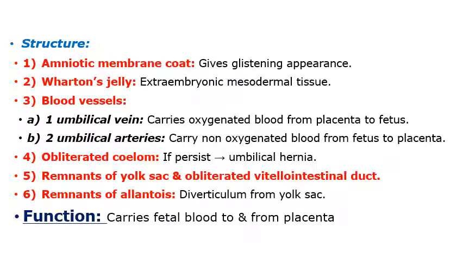The structure of the cord: it is formed of amniotic membrane coat, which gives it the glistening appearance, Wharton jelly, which is extra-embryonic mesodermal tissue, and blood vessels, again two arteries and one vein. The arteries carry the non-oxygenated blood from the fetus to the placenta, while the one umbilical vein carries oxygenated blood from the placenta to the fetus.